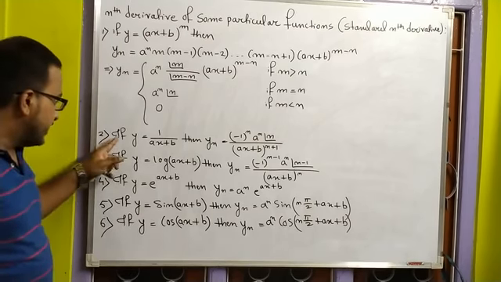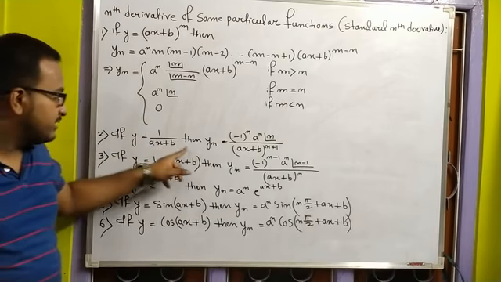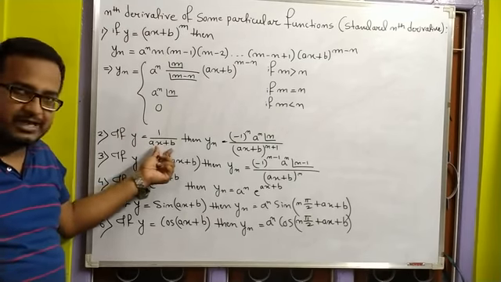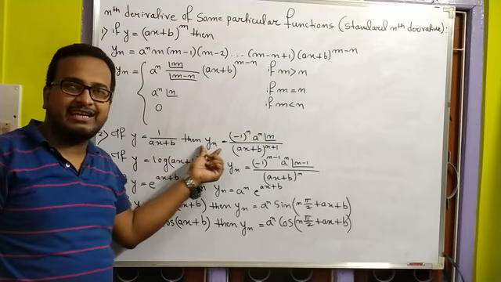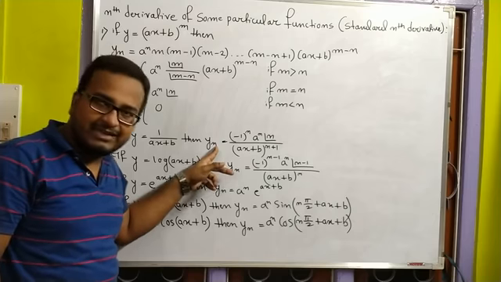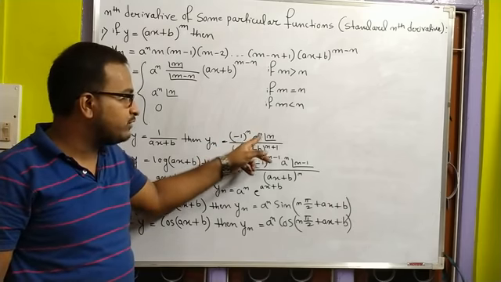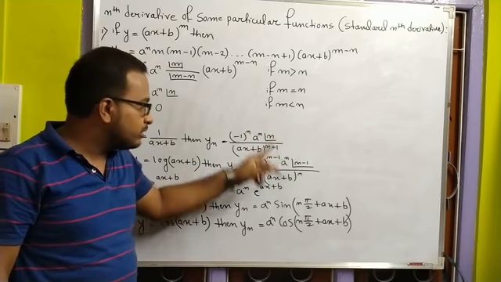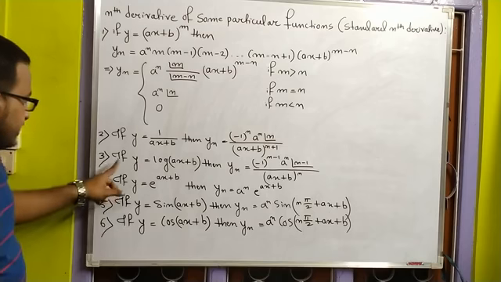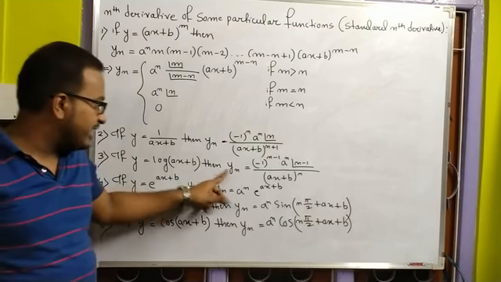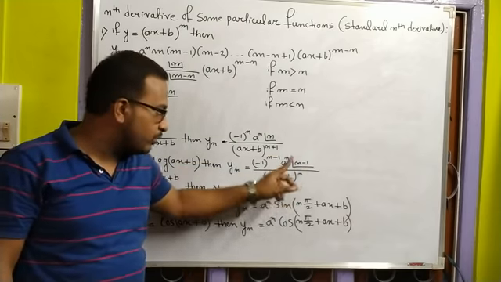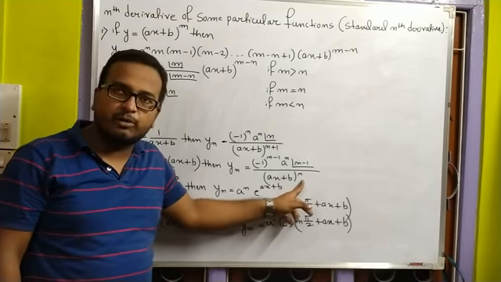Next you see number 2. If y equals to 1 by (ax plus b), then yn, that means the nth derivative. Right? Your function is given that y equals to 1 by (ax plus b), and you have to find the nth derivative. And these all are standard results. Okay? So the nth derivative of y equals to (minus 1) to the power n into a to the power n into factorial n, divided by (ax plus b) to the power (n plus 1). Next number 3 you see, if y equals to log of (ax plus b), then yn equals to (minus 1) to the power (n minus 1) into a to the power n into factorial (n minus 1), divided by (ax plus b) to the power n.